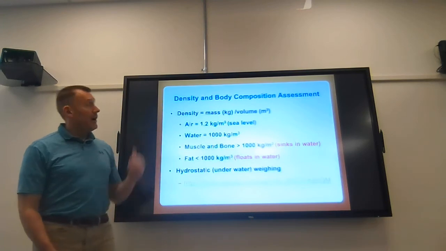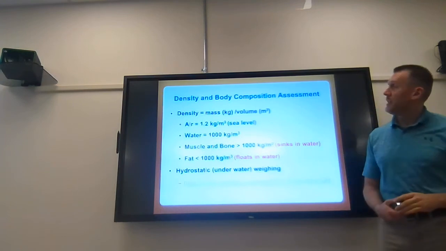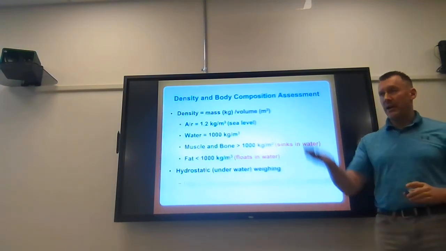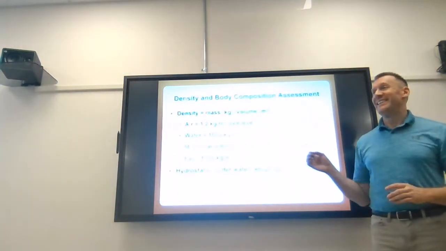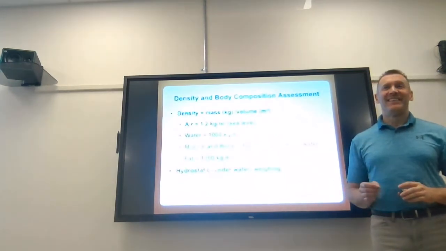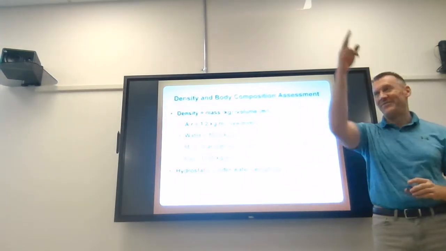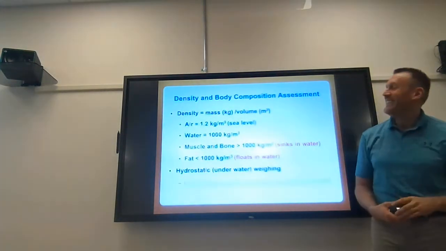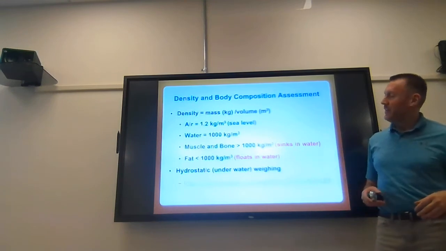Here's the density of different tissues and materials in the body. Air has a very low density, 1.2 kilograms per meter cubed at sea level. As you go to higher elevations, the air becomes less dense, which if you're a baseball player is good, because the lesser density of air means what for the ball? You go farther. It's not good for me, but water, as we said, is 1,000 kilograms per meter cubed.